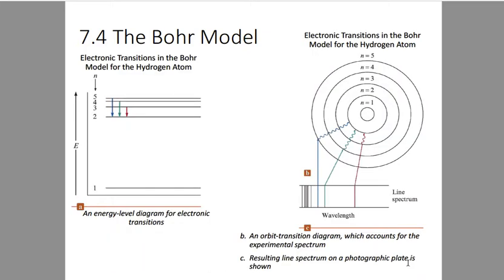So a couple different ways we draw this to represent it would be something that looks like this. This would be an energy level diagram for electronic transitions. And so here this blue line is showing us emitting, going from an excited state of n equals 5 to a relaxed state of n equals 2, n equals 4 to n equals 2, n equals 3 to n equals 2.